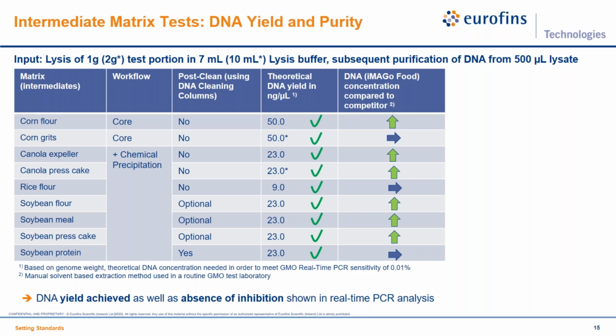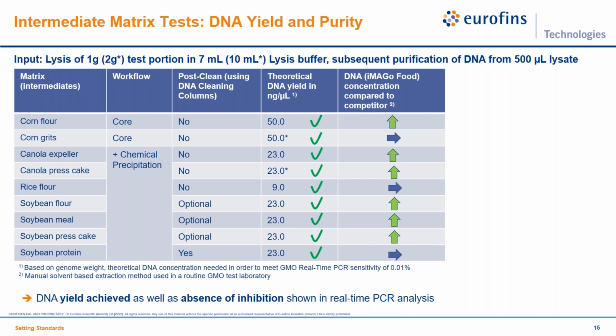Again, you can see the same layout and same test design as presented beforehand. So we have different intermediate matrices that are higher processed than the raws, so corn flour with grits, expeller pressed cake, rice flour, soybean meal, that went through the whole workflow, where you see also that mainly the core workflow was used, also with the addition of this additional dilution buffer.